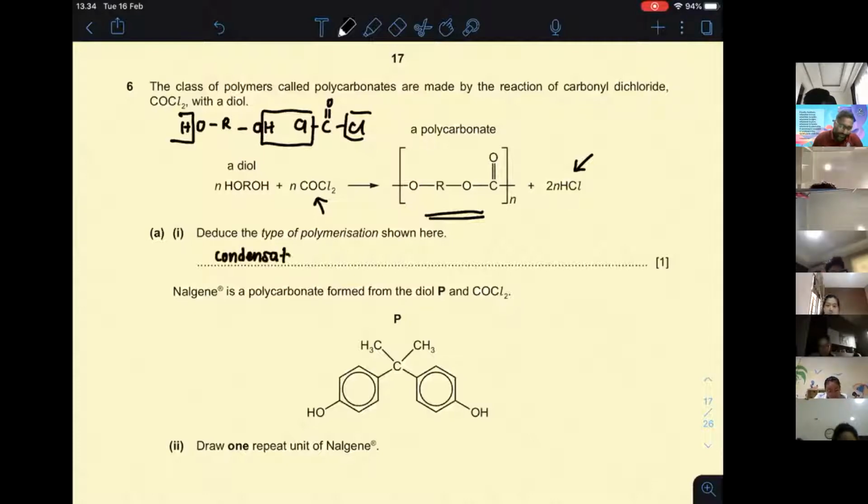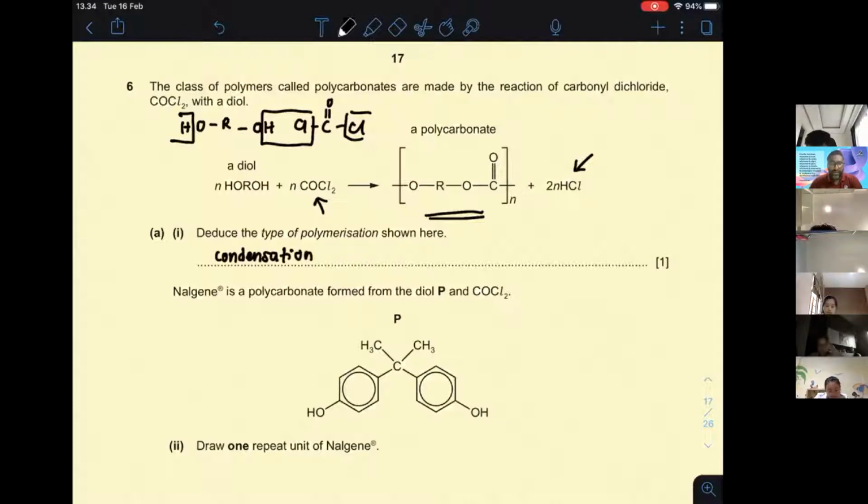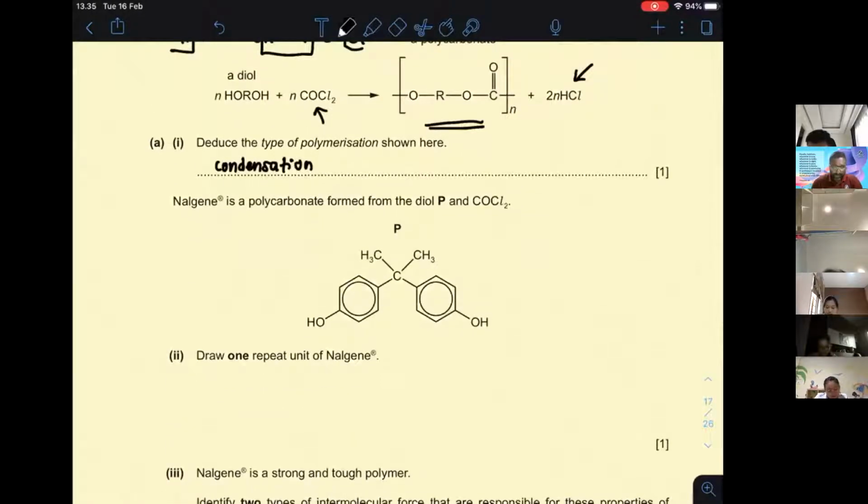In our syllabus, we have 2 types of polymerization: addition polymerization and condensation polymerization. Addition polymerization we see when we have unsaturated hydrocarbons. So whenever they have double bonds, then we can have addition polymerization. In this case, it's a condensation polymerization. So Nalgene is a polycarbonate formed from diol P and COCl2.